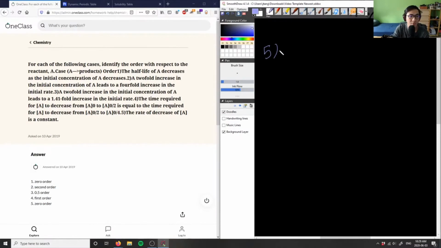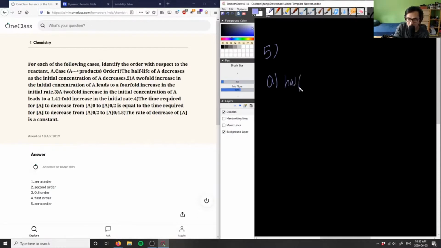So for each of the following cases, identify the order with respect to the reactant. So case A, we have: the half-life of A decreases as the initial concentration of A decreases.